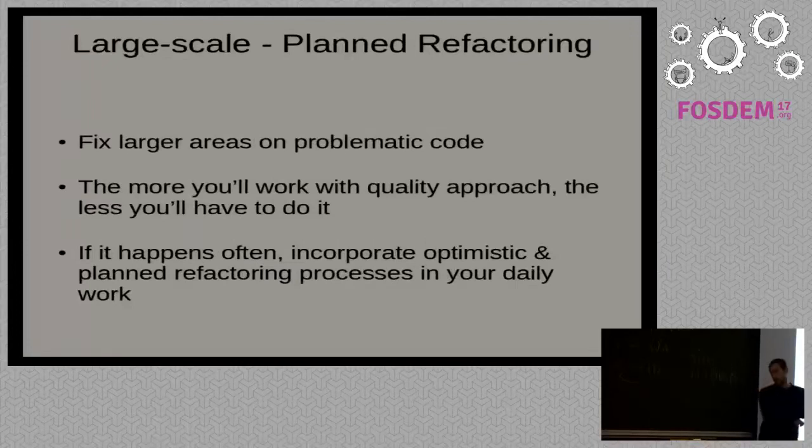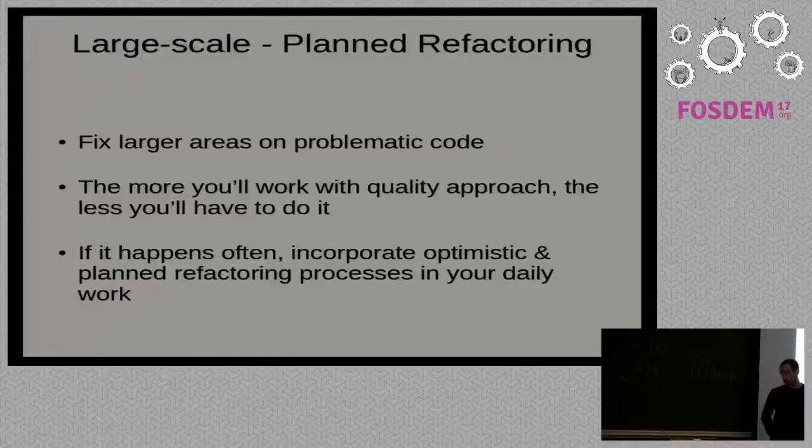And then we have the last refactoring type, large-scale refactoring. So you have to fix a large area of problematic code. Usually it happens in every company, on every project. It's a good practice to do it once a year, twice a year, every 3 months. It depends on your workflow. And the more you work with a quality approach, and what I mean by that is using either pickup refactoring, TDD, or planned refactoring in your daily workflow, then large-scale refactoring should happen less and less.